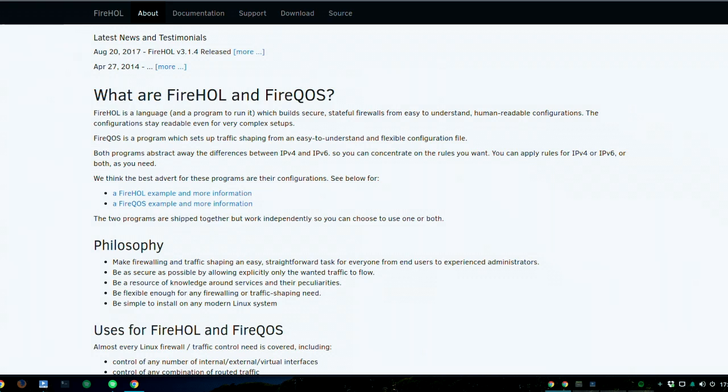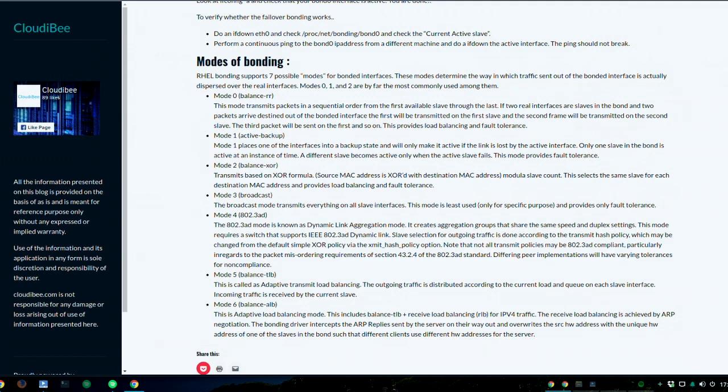Yeah, and there are also some references here you can go find. It was fun to do some research and look at all the different modes of bonding that the Linux kernel supports. There are a lot of options there, and some fancy load balancing as well as failover. So you can get crazy with it.